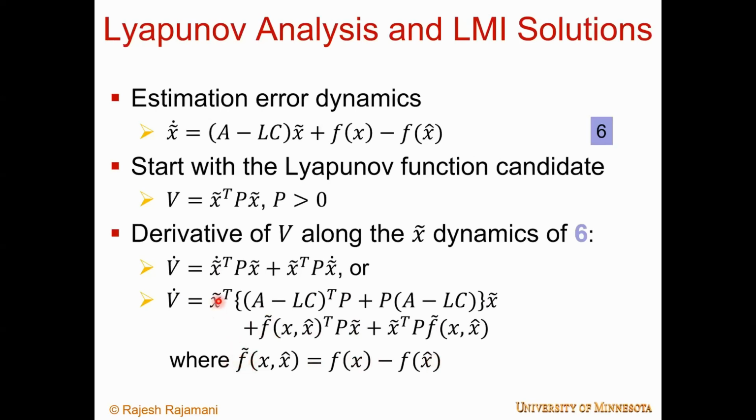The first term is quadratic in x tilde, and in this quadratic term we have (A minus LC) transpose P plus P (A minus LC), which is what you would normally get for a linear system. If you made that matrix negative definite, your observer would be asymptotically stable for a linear system. But now you have these sign-indefinite cross terms involving f tilde and x tilde.